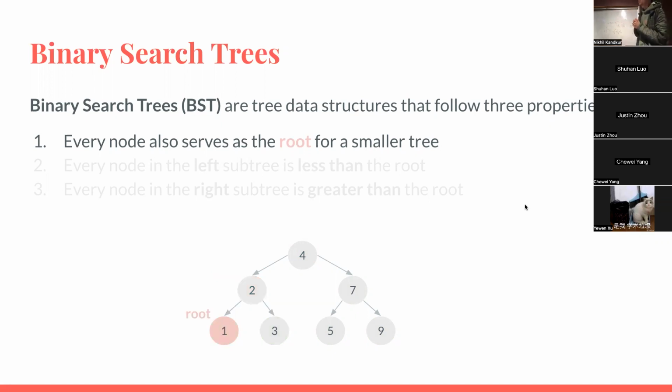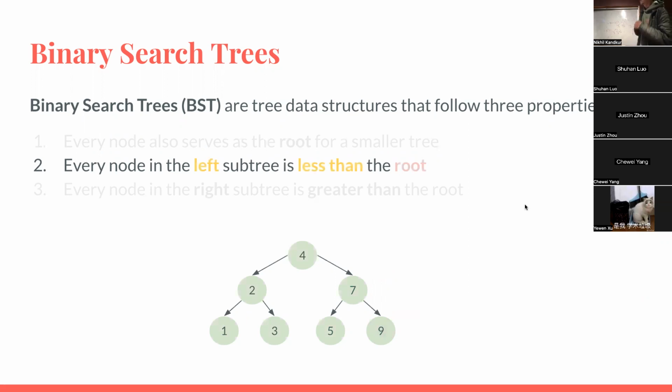We can keep going. If we select 1 as our root, then it's just a BST of size 1. Same thing with 3. If we select 7 as our root, then it's a BST of size 3. And when we make 5 our root, it's a size of 1, and so forth with 9, right?